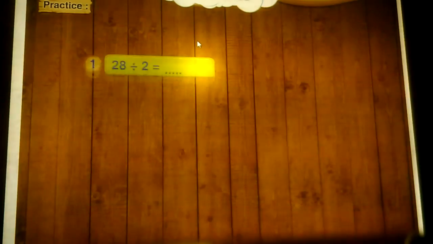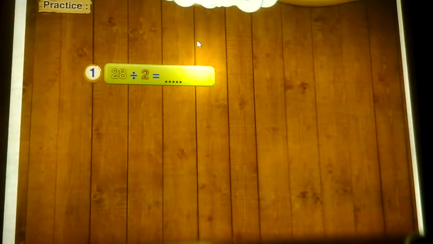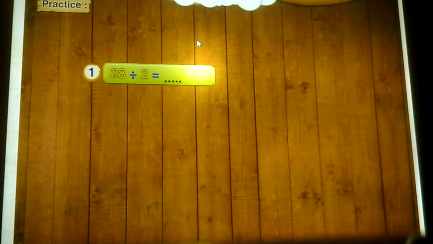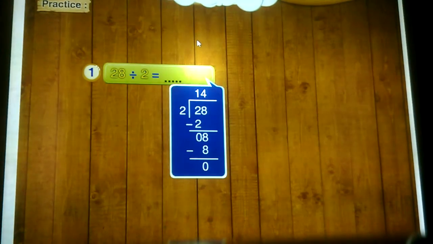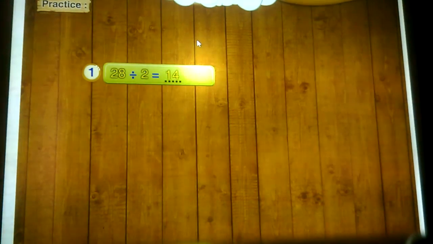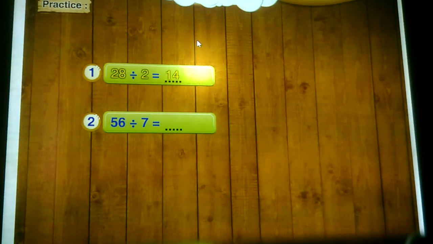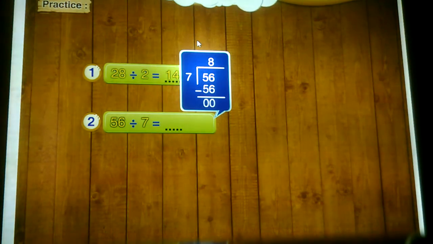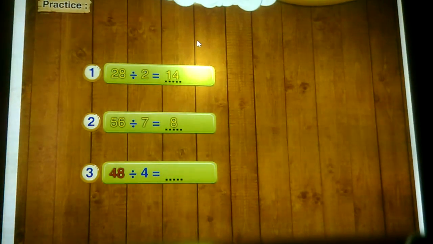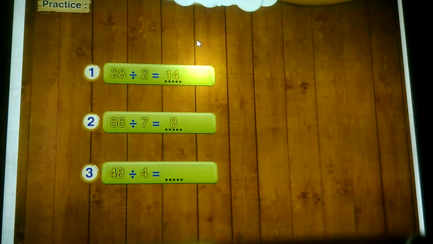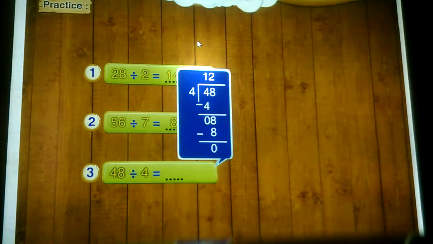Practice. 1. 28 divided by 2 is equal to dash. 28 divided by 2 will give 14. 2. 56 divided by 7 is equal to how much? 56 divided by 7 gives 8. 3. 48 divided by 4 is equal to how much? Dividing 48 by 4, we get 12.